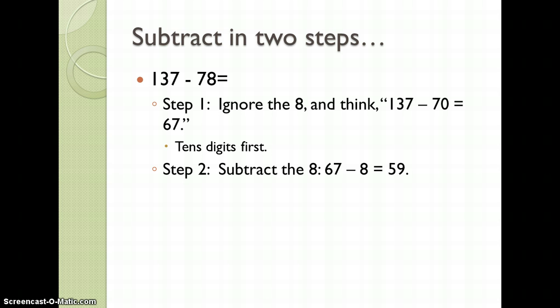Step 2, we subtract the 8 that we ignored in step 1 from 67, the answer we had in step 1. And 67 minus 8 is 59. A little more complicated, but I think you can do it.